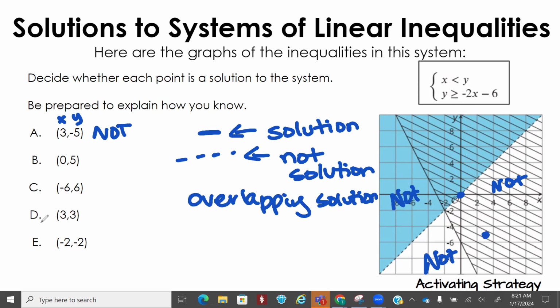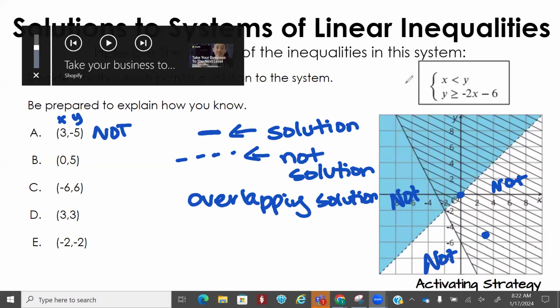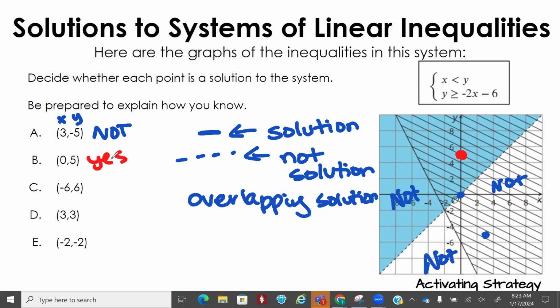Can you look at B, C, D, and E and see if it's a solution or not a solution? Okay, so let's check. I'm going to plot these points really quick. 0, 5. Is that a solution? Yeah, because it's in that overlapping region.